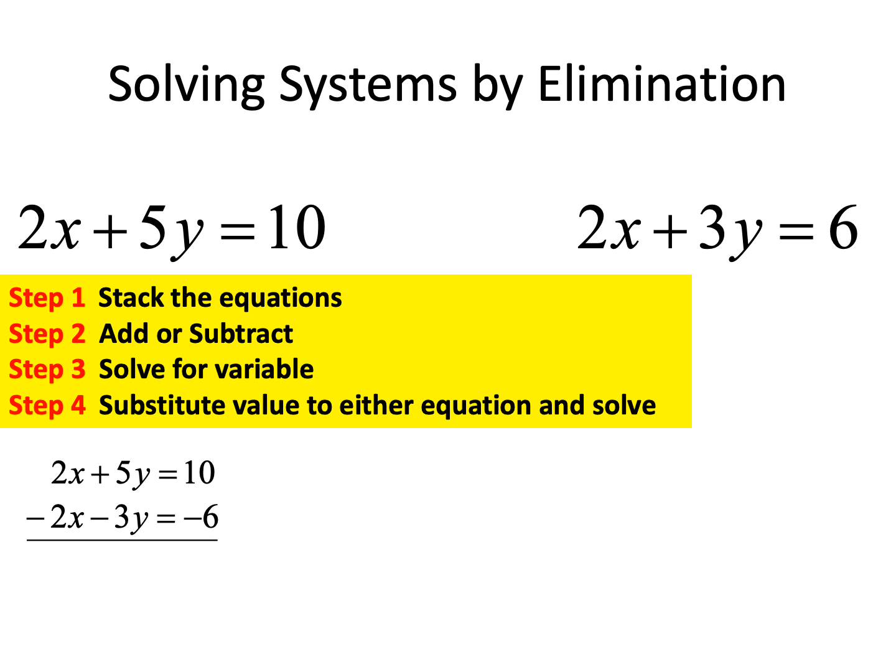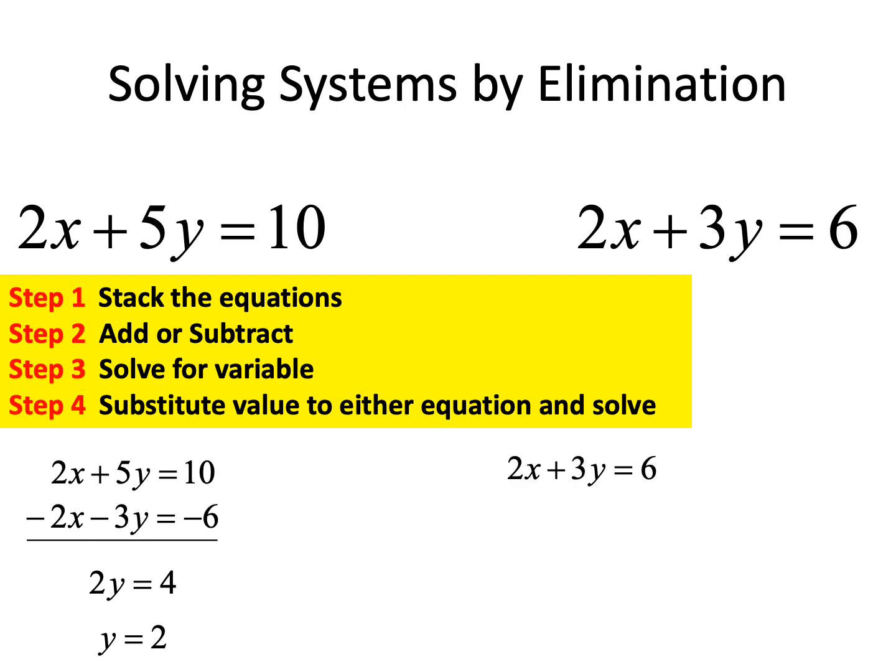2x minus 2x is 0, 5y minus 3y is 2y, 10 minus 6 is 4, therefore y equals 2. Take that value, y equals 2. We're going to substitute it into either equation. Now, they're all positives, so it doesn't really matter which one I pick.